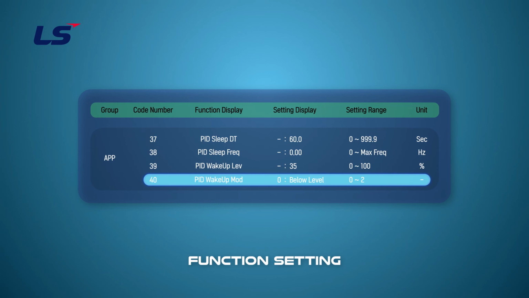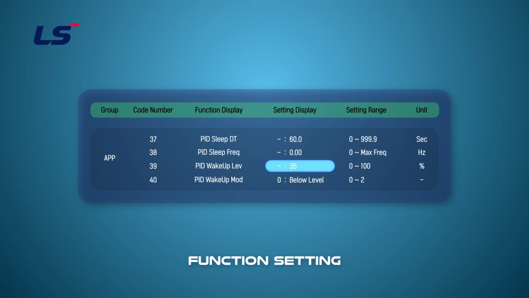Number 1 above level starts operation when it is higher than the value set in APP39. Number 2 beyond level restarts operation when the difference between the target value and the feedback value is more than the value set in APP39. For example, if APP39 is set to 35% and APP40 is set to below level, when the feedback value falls below 35%, it wakes up and restarts.